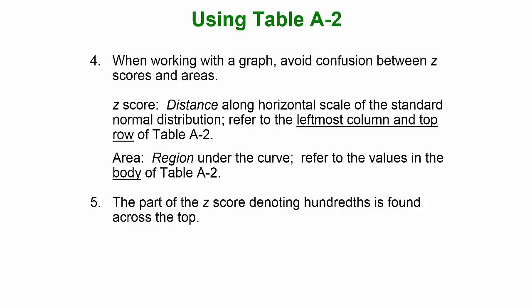When you work with a graph, make sure you know the difference between z-scores and areas. So the z-score is going to always be the mark on your axis. Okay, so let's say my z-score is negative 1.5. So that's going to be a position on the axis. Area is the region under the curve, and the areas are in the body of the table. Okay, so like if I wanted to know the area to the left, I would look up my z, and in the body of the table that would give me that answer.